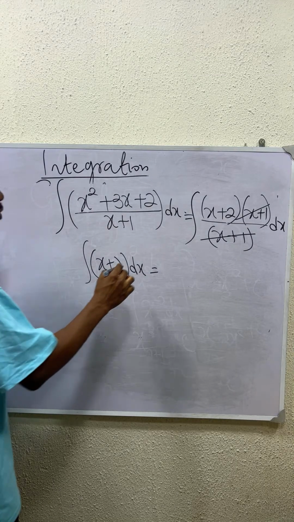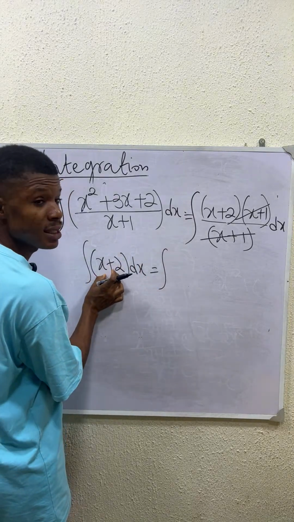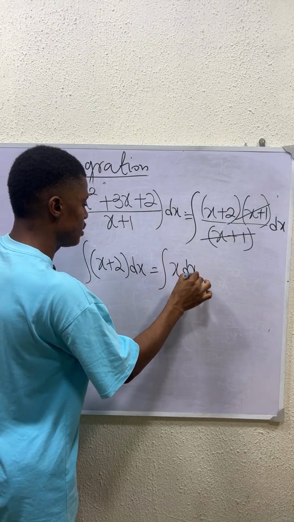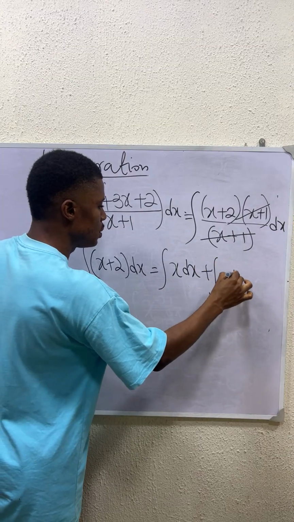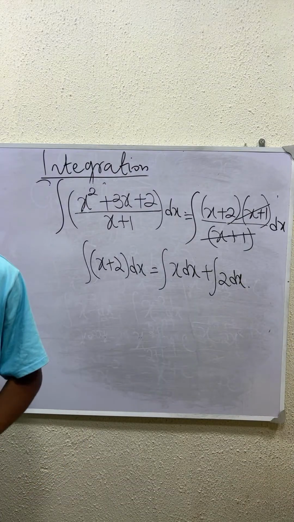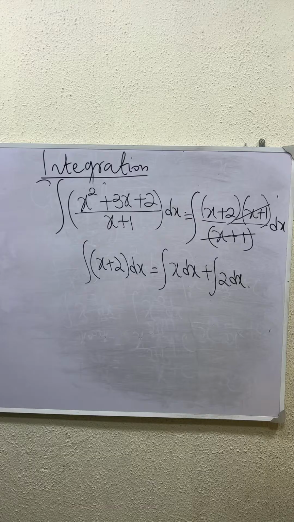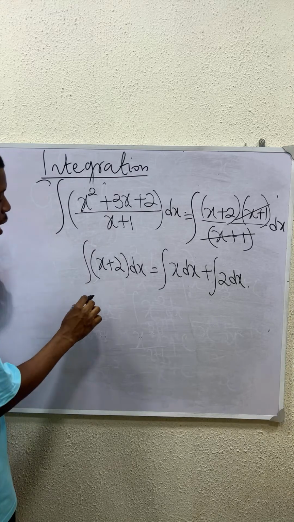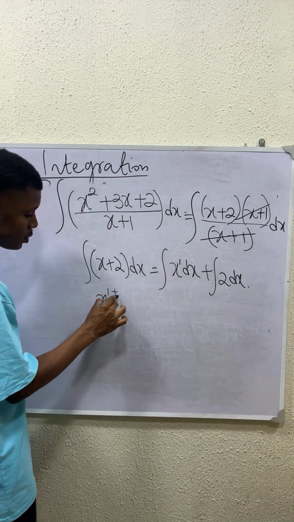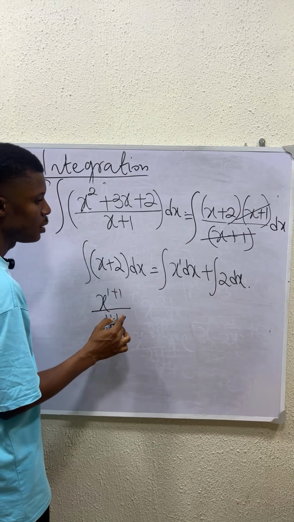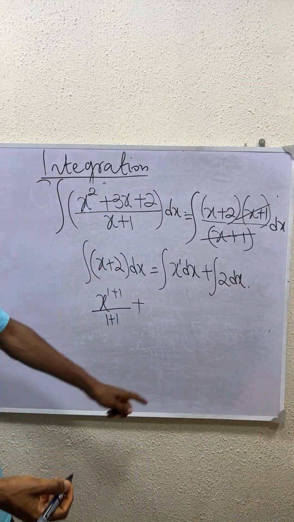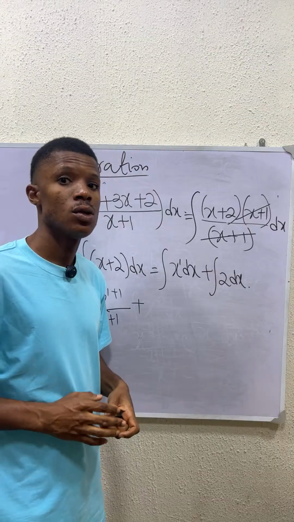Okay, so what do you have? You integrate each term, as we agreed: integrating x with respect to x, and integrating 2 with respect to x. You know the rule of integration: we increase the power by 1 and divide by the new power. So x is x to the power of 1; add 1 to the power and divide by the new power. Then for integrating a constant, you just add the variable you are integrating with respect to.